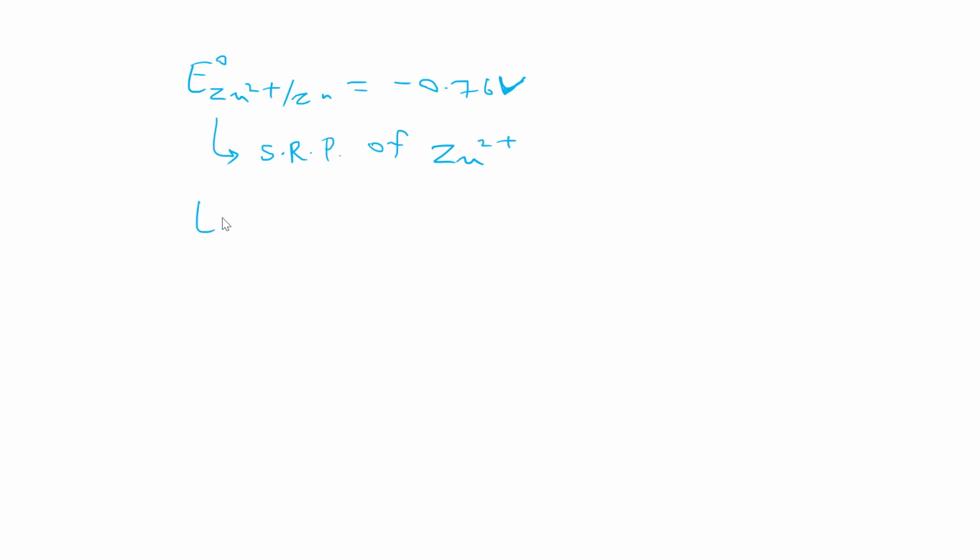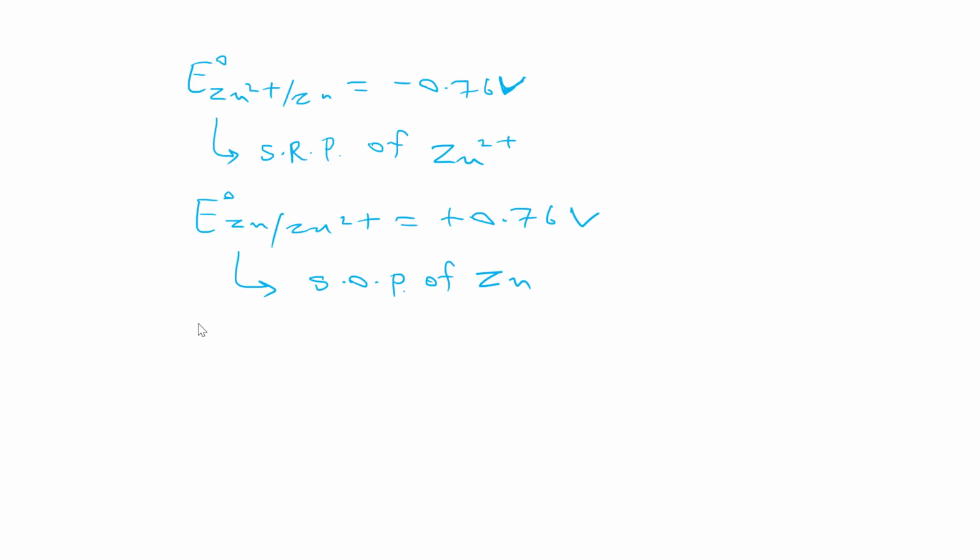Now we can write SOP also, and for this the symbol will be this one. Can you see the value here? Plus 0.76, and this is V for volt. And now what is the name for this? Standard oxidation potential of zinc. In language we use SRP of zinc or SOP of zinc, but actually the species that undergoes reduction is Zn2+, so it is actually SRP of Zn2+ and this is SOP of Zn.